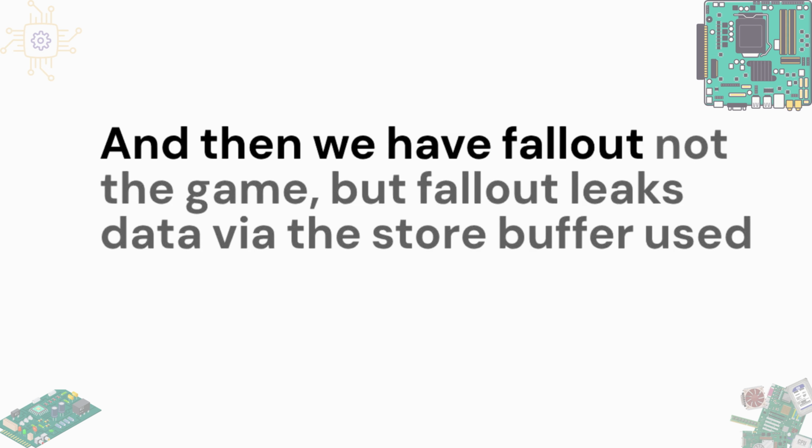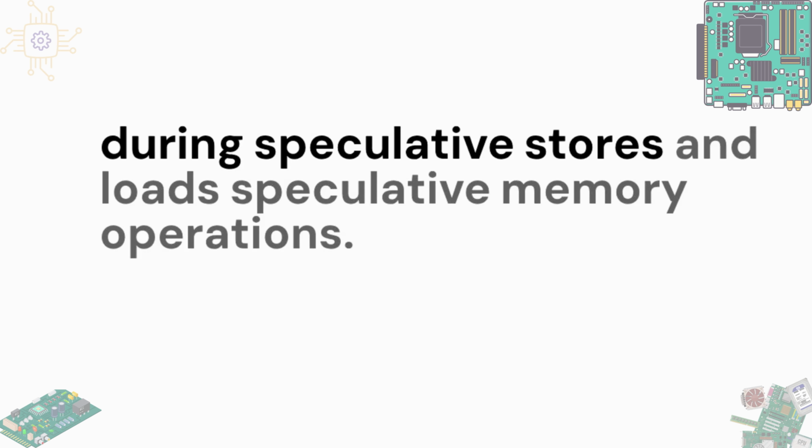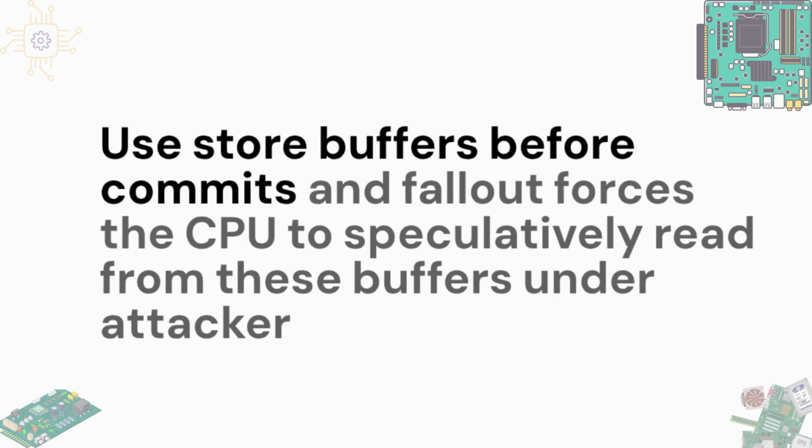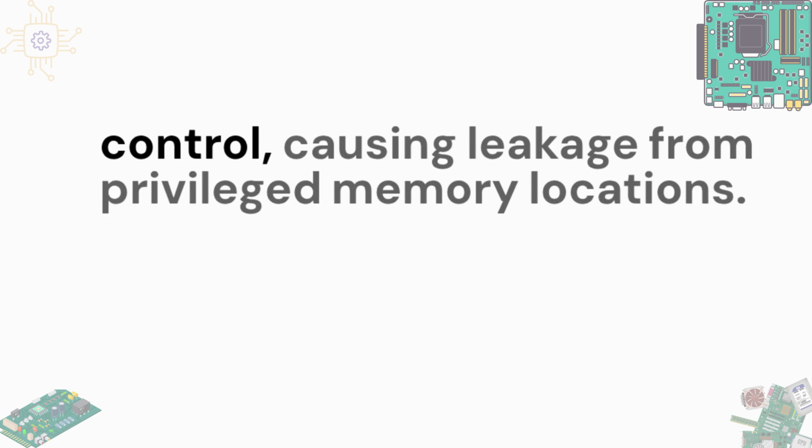And then we have Fallout. Not the game, but Fallout leaks data via the store buffer used during speculative stores and loads. Speculative memory operations use store buffers before commits, and Fallout forces the CPU to speculatively read from these buffers under attacker control, causing leakage from privileged memory locations.